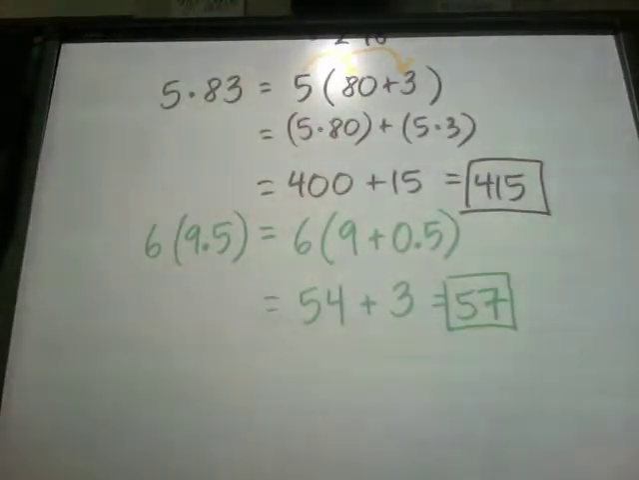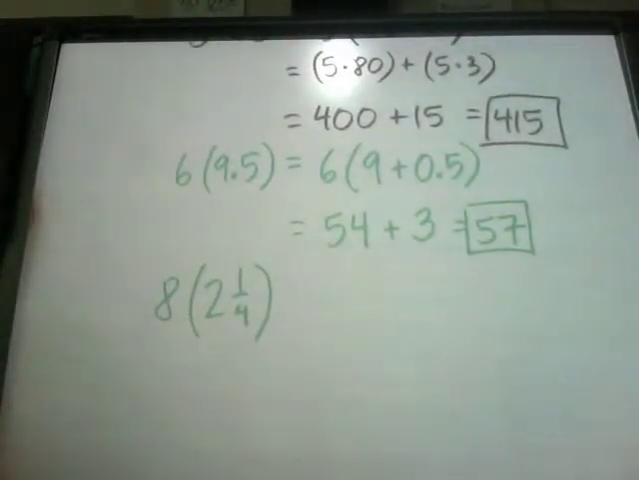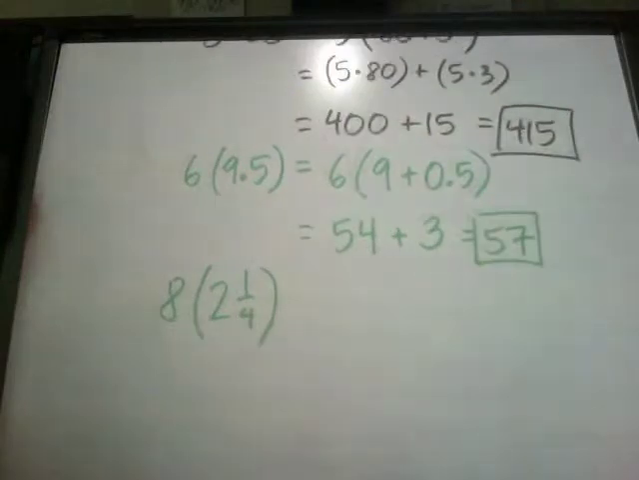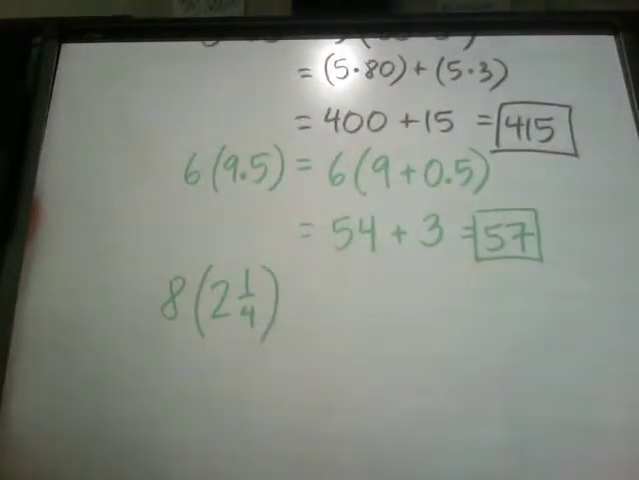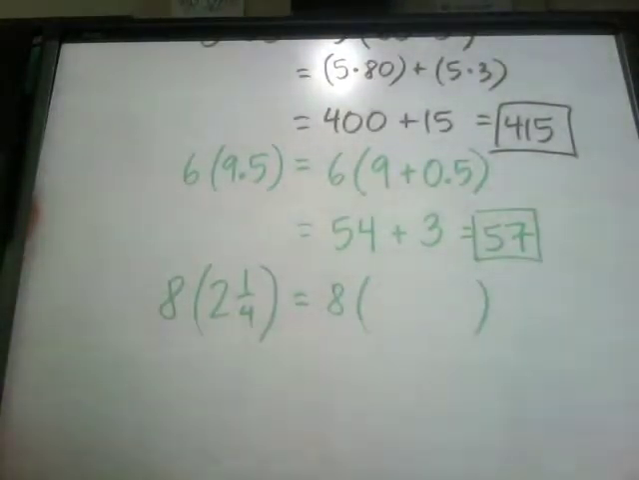What if it was a fraction? Yikes. 8 times 2 1/4. So not even just a fraction, but a mixed number that I would normally say, turn it into an improper fraction and multiply. But what if I say, now you got to do mental math? Can anybody suggest how I could break this apart?